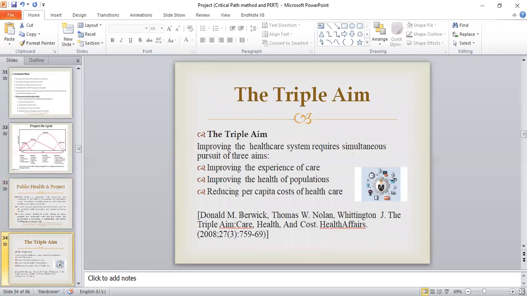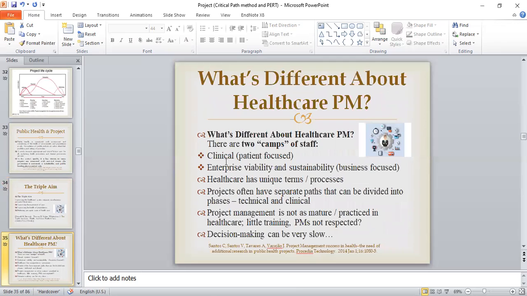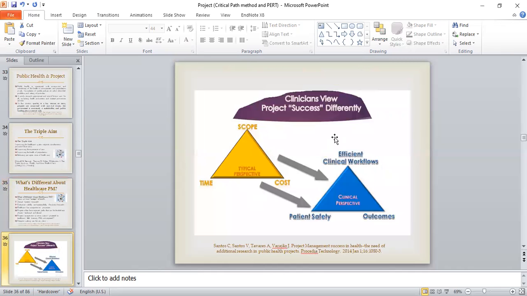And there's the triple aim: improving the healthcare system requires simultaneously three aims: improving the experience of care, improving the health of the population, and reducing per capita cost of healthcare. And therefore, what is different about healthcare project management is that there are two camps of staff: clinical, patient-oriented, and enterprise viability and sustainability. Healthcare has unique terms. Projects often have separate paths that can divide them into phases: technical and clinical. And project management is not a mature practice in healthcare, there is little training, and decision making can be very slow. And clinicians view project success differently.